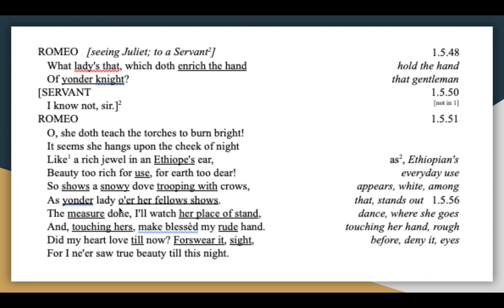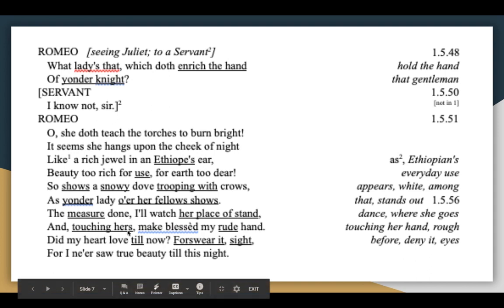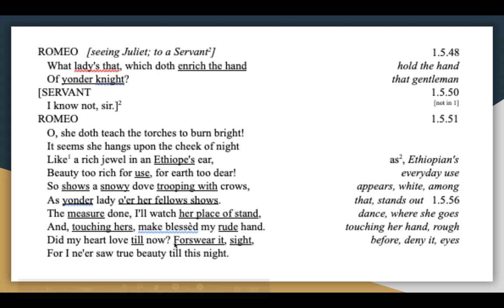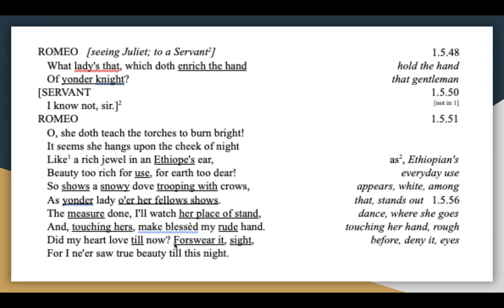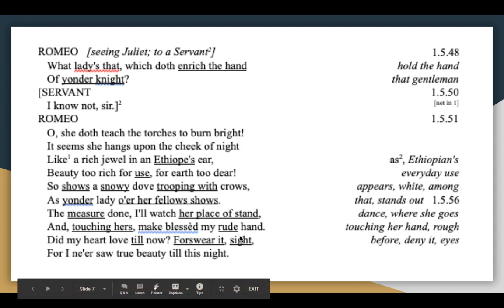"The measure done," so the dance is done, "I'll watch her place of stand." I'll see where she goes and stands. "And touching hers make blessed my rude hand." So I'm going to touch her hand and it's going to be a blessing. So again, think back to Act 1, Scene 1. How does he speak about Rosaline? I mean, he's not happy because she won't have sex with him. He's very sexual, rude, bawdy. He objectifies Rosaline. He's just upset because she won't sleep with him. And now he's talking about Juliet, and he just wants to hold her hand.